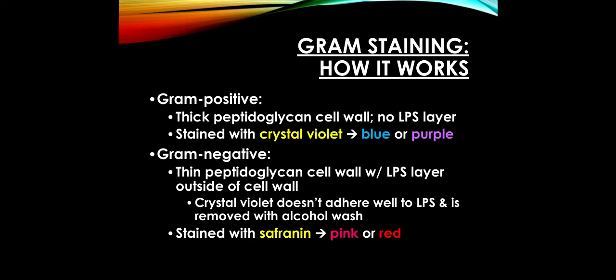So again, here's how this works. The gram-positive have this thick cell wall and no LPS layer. So when you stain it, the crystal violet makes it look blue or purple. Gram-negative bacteria have a thin peptidoglycan cell wall with a lipopolysaccharide layer. The crystal violet doesn't stick well to that layer and gets washed away with the alcohol wash. And then when we stain it with safranin, it turns pink or red.